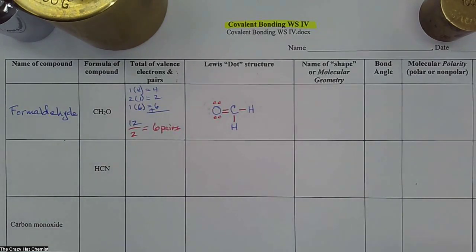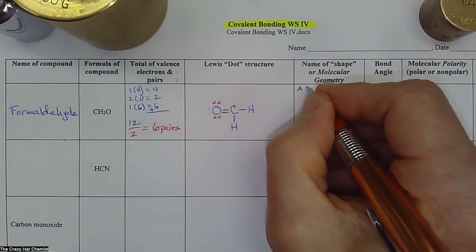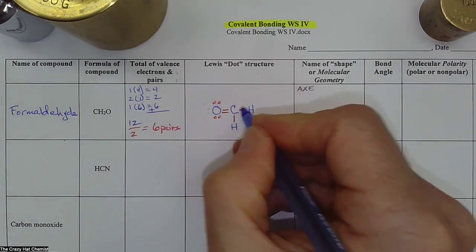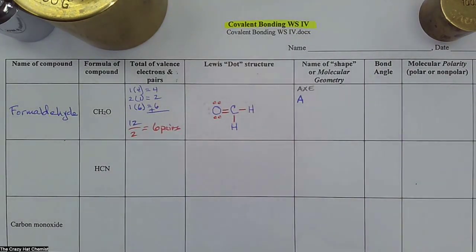Perfect. Now what we're going to do is draw the AXE. The central element is the A. So that carbon is the A. The outside elements, and it doesn't matter which ones they are or what they are.